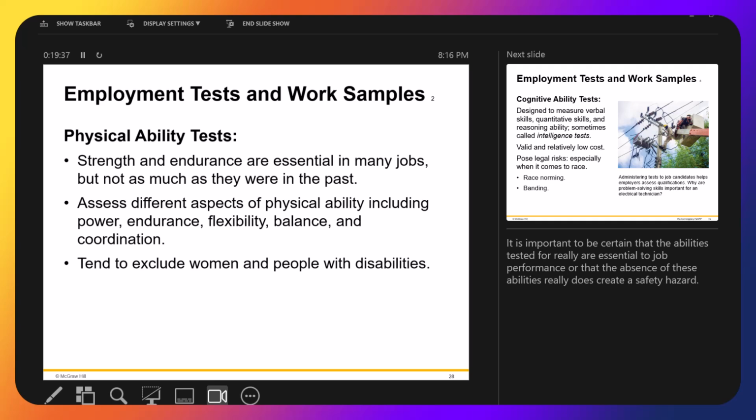Certain people would be excluded from this if they're just physically unfit, or if they have disabilities, or they're women that are not strong enough to lift 50 pounds. There are certain jobs, and that's not discriminatory. It's saying if you can't do these things, you can't do this job, because you're either not big enough, not strong enough, or you have a disability that will keep you from doing it.